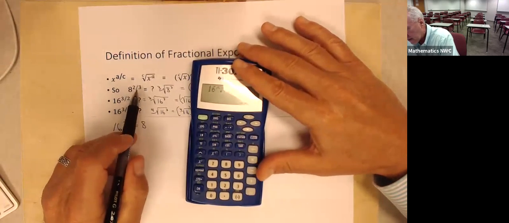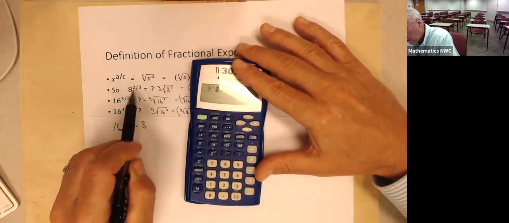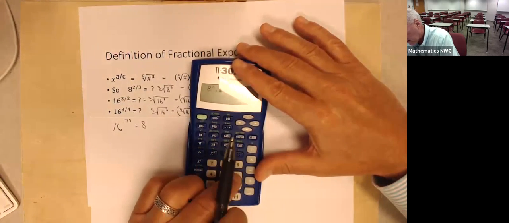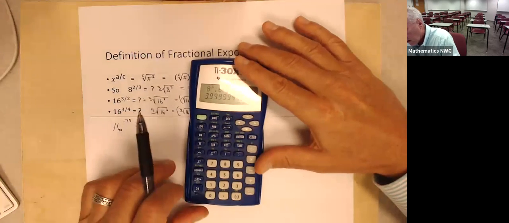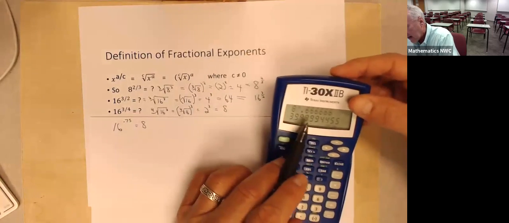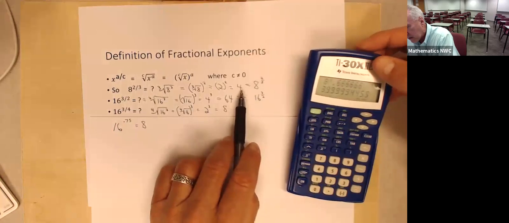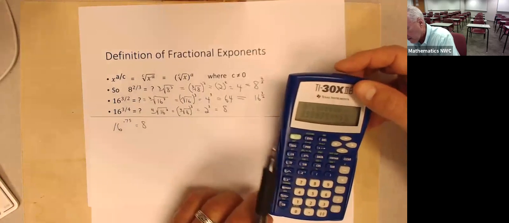Let's try the 8 to the 2/3 once. 8 exponent 2/3 is 0.6 repeating. Notice that I get an answer here that is 3.99999. It didn't give me exactly the 4. It's because I couldn't get the exact value of that fraction right there.